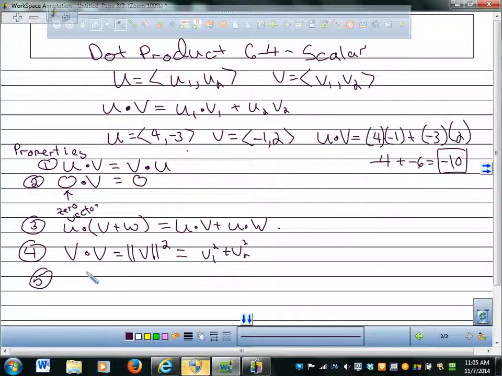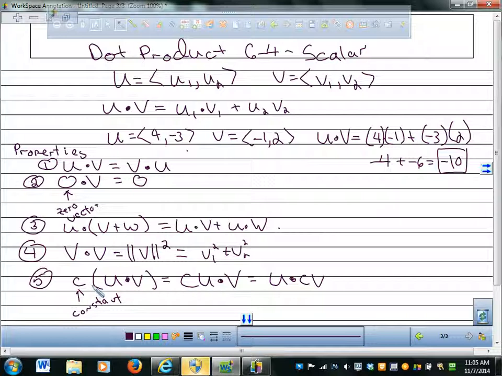Okay. Fifth and last property. C, where C is a constant, times u dot v, is equal to cu dot v, which is equal to u dot cv. That's a dot. So c is a constant, and u and v are vectors.